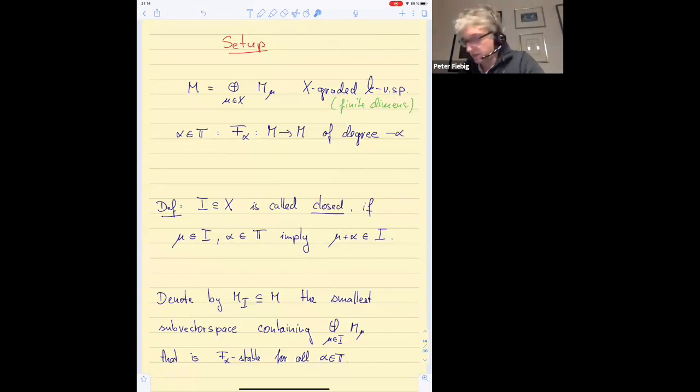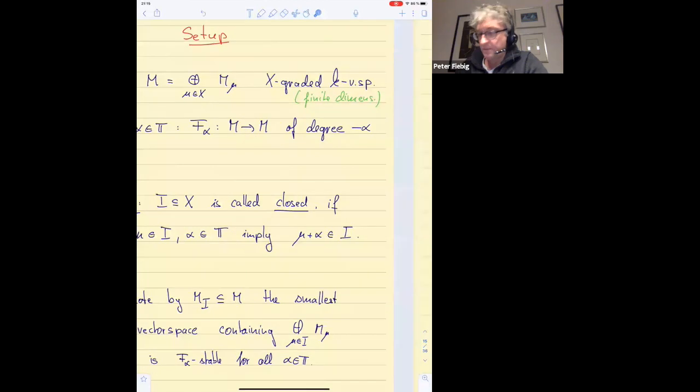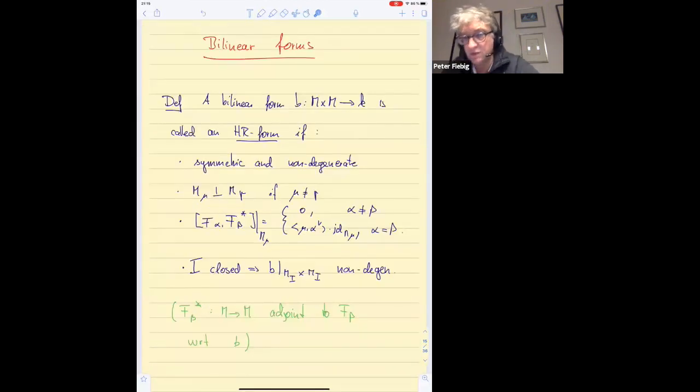And if you have such a closed subset I, you can define a subspace in our graded space M. I call it M sub I. This is the smallest subvector space that contains all these weight spaces M mu for mu in I, but it's also F alpha stable for all alpha in pi. So everything that you obtain by these lowering operators F alpha from something closed above. So that's the definition. And so the ingredient that you need to produce a representation is actually a bilinear form.